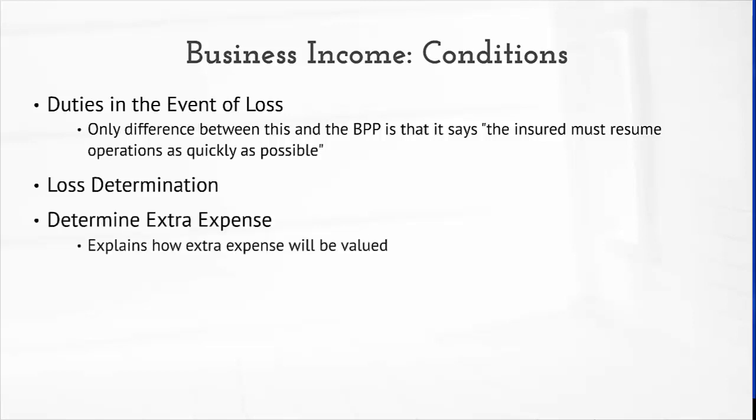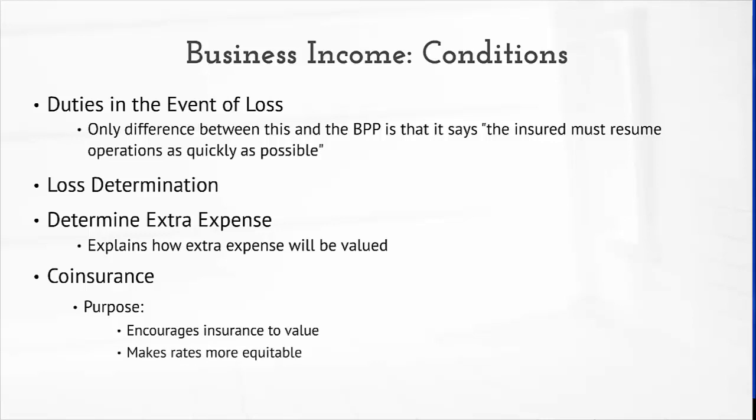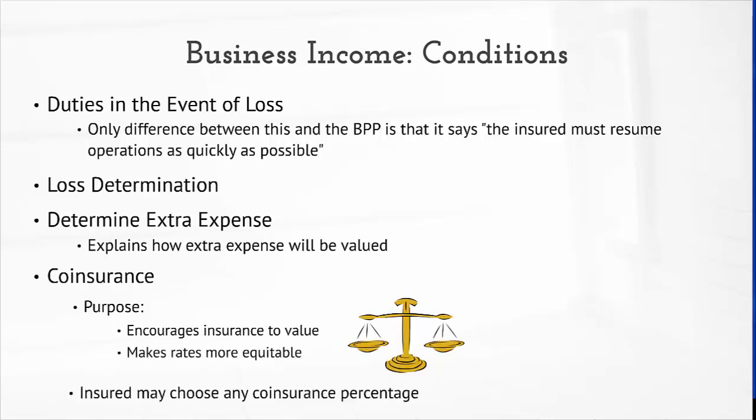The loss determination condition also explains how the extra expense coverage will be valued. Remember that these are all necessary expenses that would not otherwise have been incurred. There is also a coinsurance requirement with business income insurance. The purpose of coinsurance is to encourage insurance to value, just as with the BPP, and it makes rates more equitable. The insured may choose any coinsurance percentage: 50, 60, 70, even 125%.